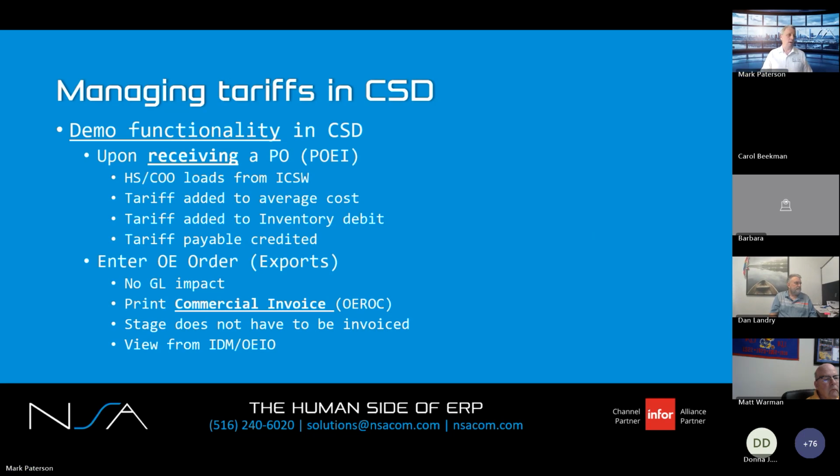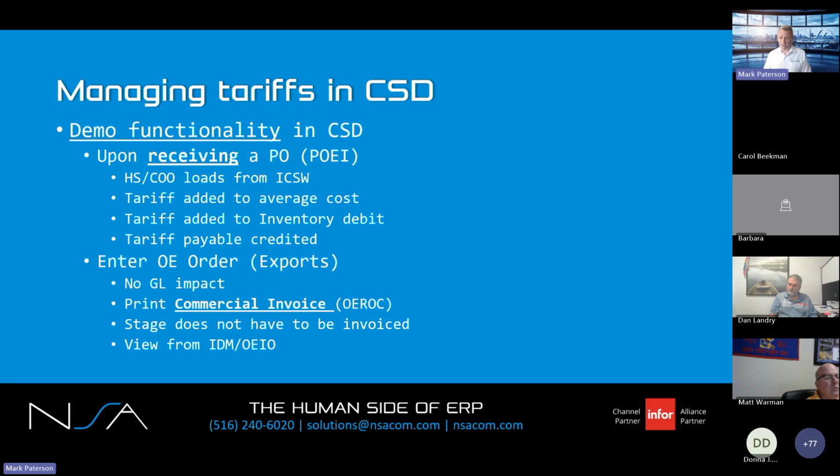So, managing tariffs in CSD. What can it do? We're going to demo the functionality of this. Upon receiving a PO in CSD, the HS and country of origin will be loaded from a product warehouse record, which is ICSW. And when you receive that PO, the extra amount you paid in the tariff can get added to your average cost. It can get added to your inventory, and your debit to inventory will be greater, and the system can accrue for what you have to pay your broker.